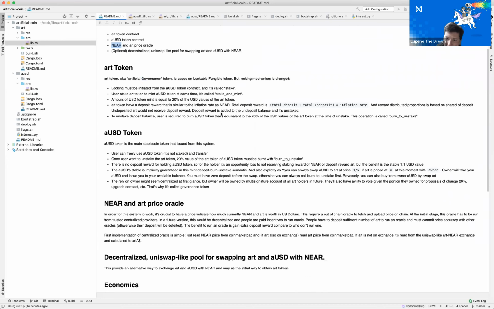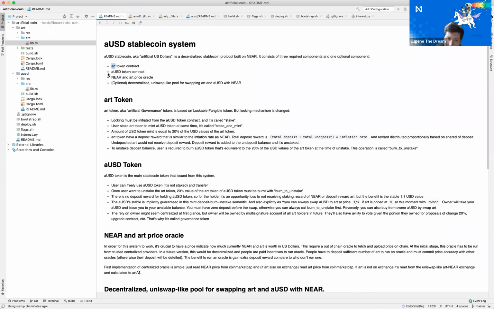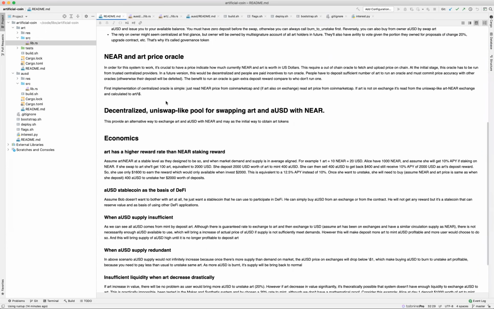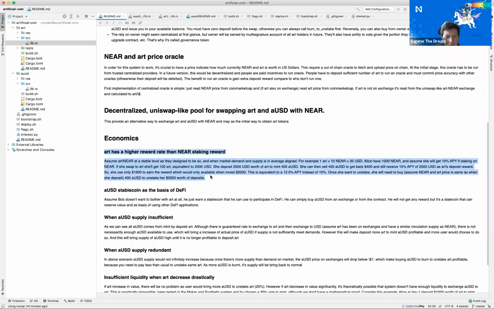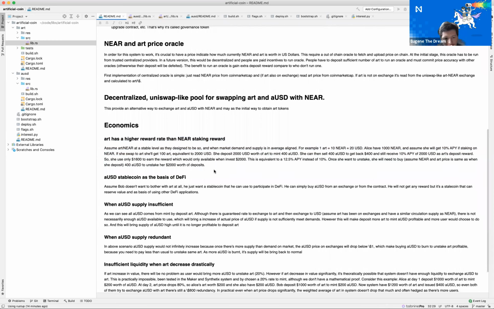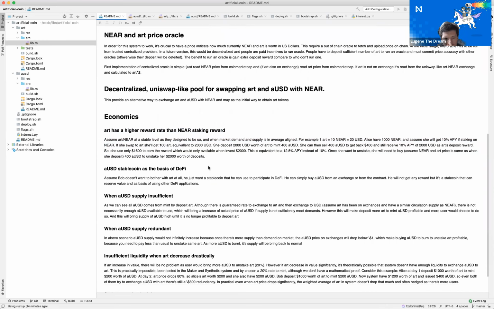It's not fully clear. Okay, so let's say you have this art token that is potentially inflating faster. It inflates according to the same schedule as Near. Yeah, just here, for example, it's saying that it does inflate faster.